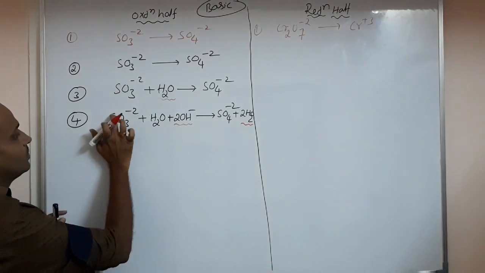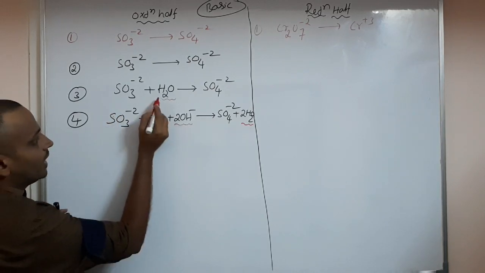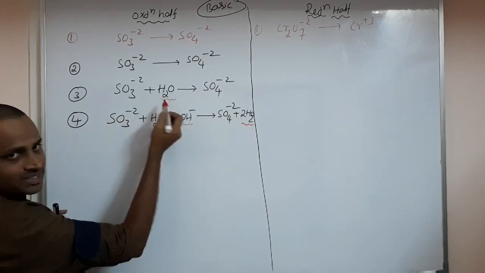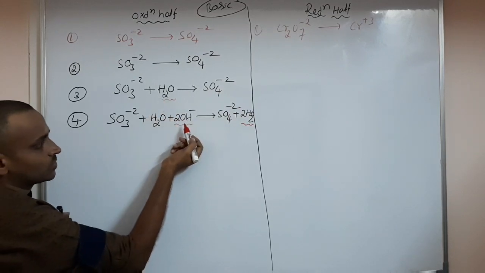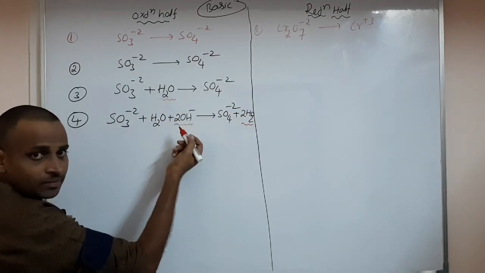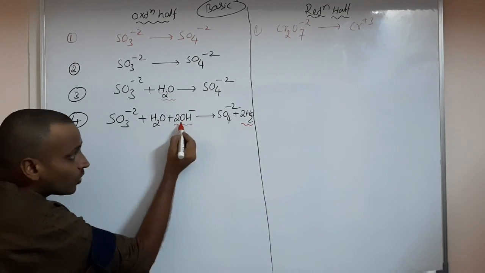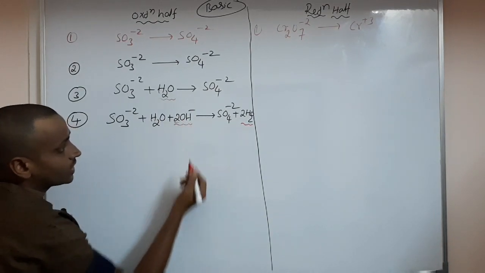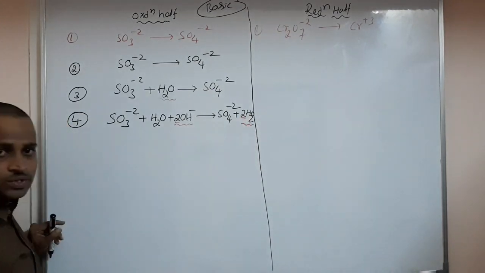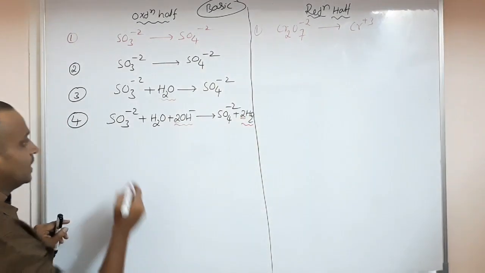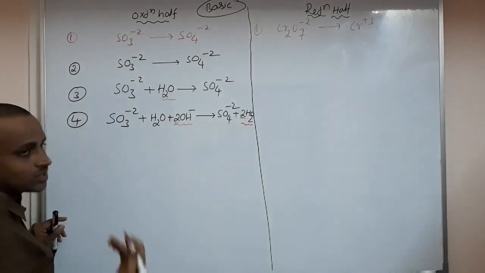Okay, so no problem. What I did here: 2 hydrogens are extra, meaning there are 2 hydrogens on the reactant side. So that many OH minus ions I added on the reactant side. How many OH minus did I add? 2 OH minus ions, and 2 water molecules I added. Very clearly? So balancing of hydrogen is also over now.